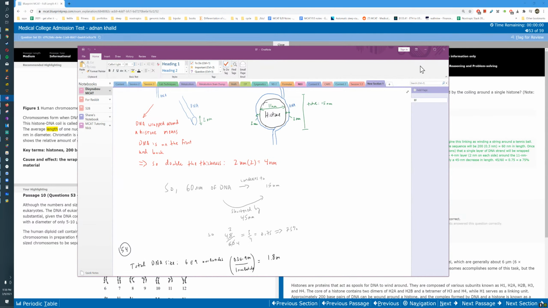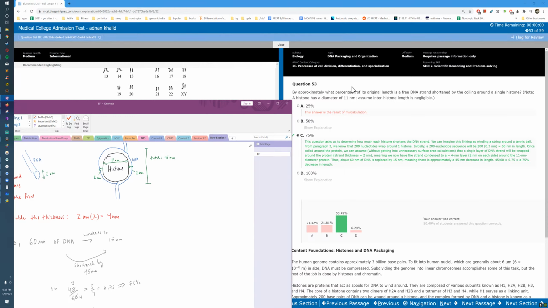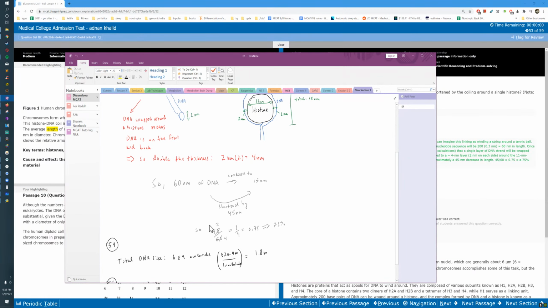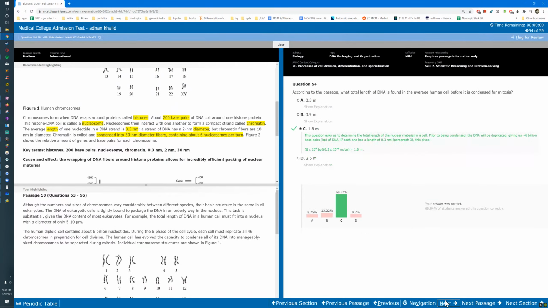They're asking basically the ratio. Percentage is just ratio times 100. So the ratio of how much it's shortened by to the original. It's shortened by 45. Original is 60. That's just 3/4, 75%. So tricky.